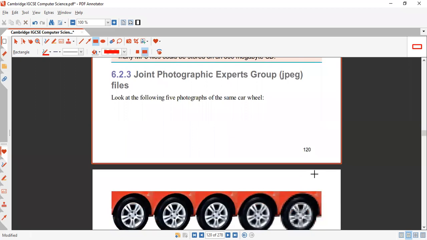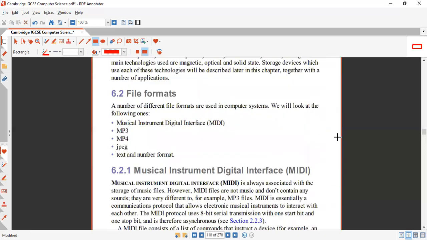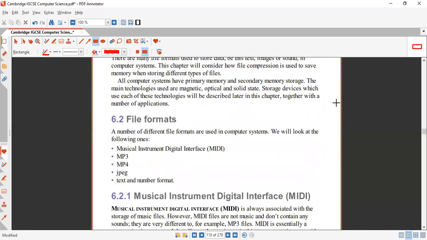Now, what are JPEG image files, or bitmap files, or PNG files? All these sorts of files are in pictorial format, and the pictorial format of data is known as JPG or PNG. Finally, we come to the text and number formats. So Word, Excel, PowerPoint, or Notepad, these sorts of files are known as the text and number file formats.